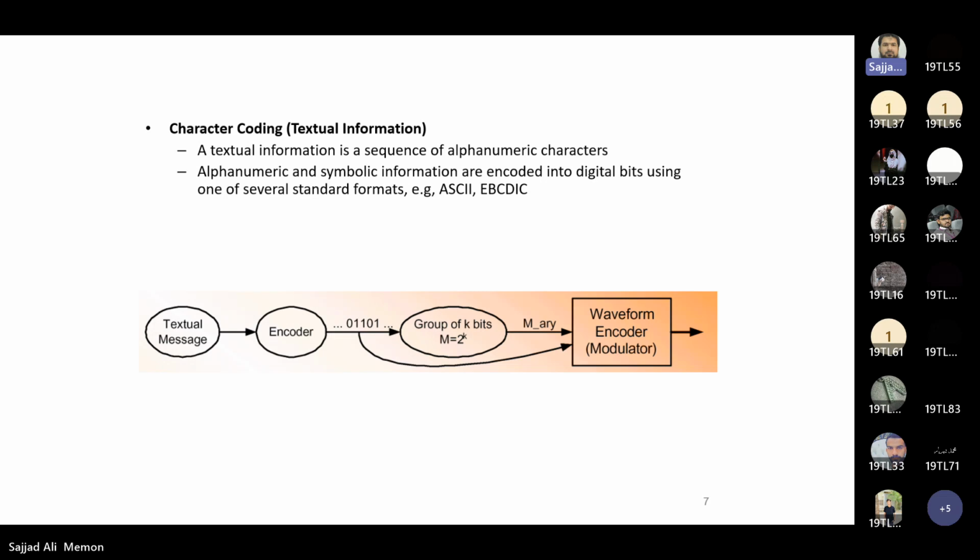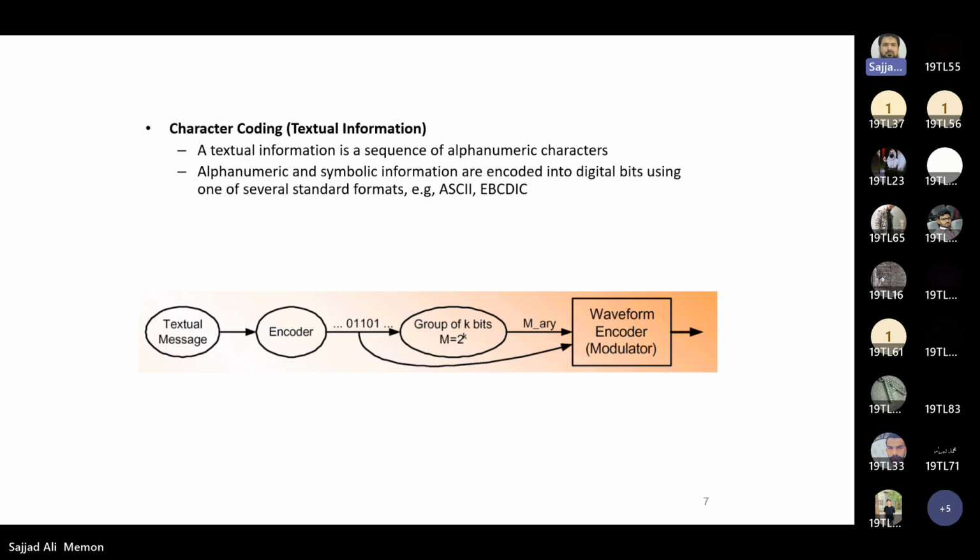Like here, we have a textual message. Maybe I am taking your class. There may be a message encoded using the ASCII. Then we have these digital bits, or you can see the binary. That will be a group of k bits. That is, if you want to do the M-array, and if it is M-array, then we have the waveform encoder. Otherwise, you can take it directly to the waveform encoder and you can transmit it. So these are two ways.